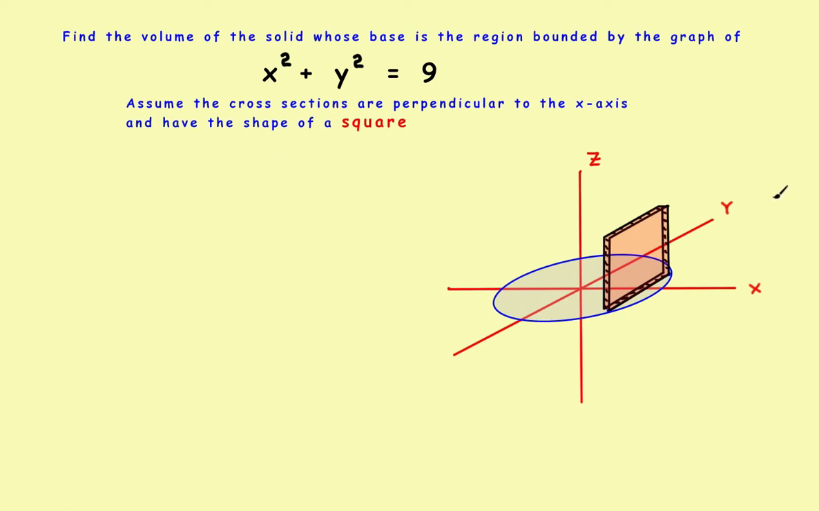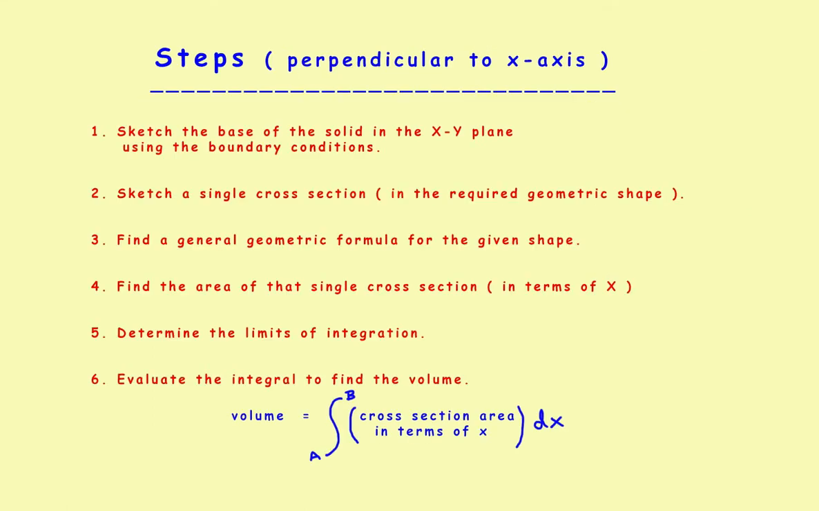Now to solve the problem, we're going to use the same steps that we've used in the previous videos. So let's take a look at those. And from the previous videos, hopefully you've watched those, we had these 6 steps. Now the first 2 steps involve drawing a sketch of the situation, and then the last 4 steps involve setting up and evaluating the integral. So let's run through these and we'll do it for this particular problem. So the first step says this, sketch the base of the solid in the xy plane using the boundary conditions. So let's see what that looks like.